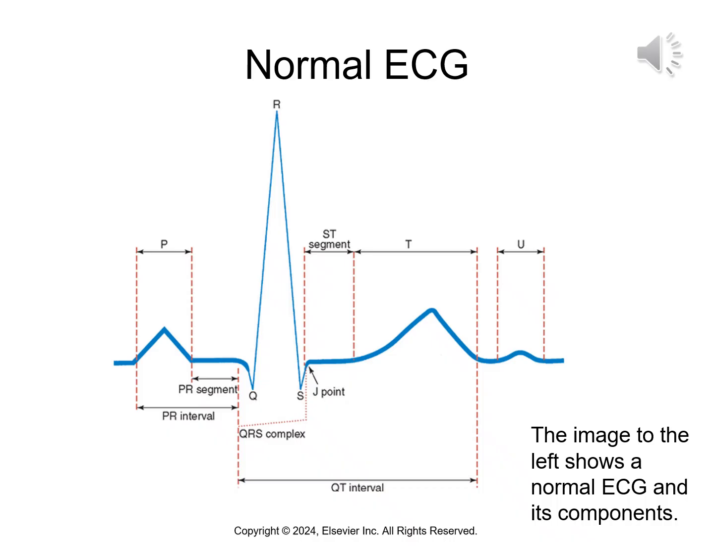The QT interval represents the total time required for ventricular depolarization and repolarization. The QT interval is measured from the beginning of the Q wave to the end of the T wave. This interval varies with the patient's age and gender and changes with the heart rate, lengthening with slow heart rates and shortening with fast heart rates.